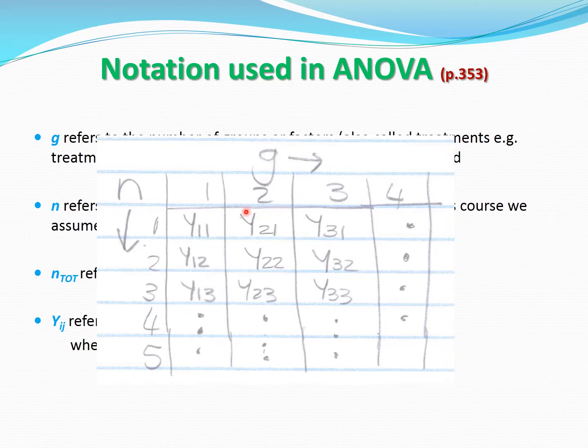Then for the second group, the first element will be numbered Y21 since it refers to the first element in the second group. The second element will be numbered Y22 because it's the second element in the second group, etc. So all 20 items or people or processes can be numbered like this.